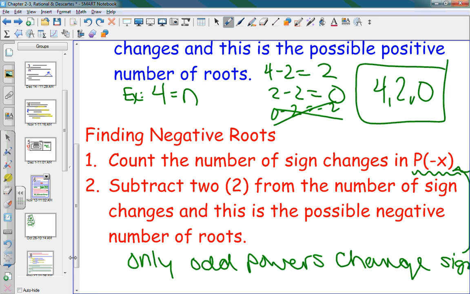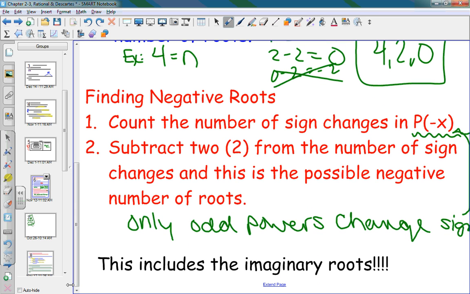All right, finding the negative roots. Instead of counting the number of sign changes in p of x, you're going to count the number of sign changes in p at negative x. What does that mean whenever you're doing p at negative x? Every time you see an x, what do you replace it with? Negative x. Well, you're still going to count the number of sign changes.